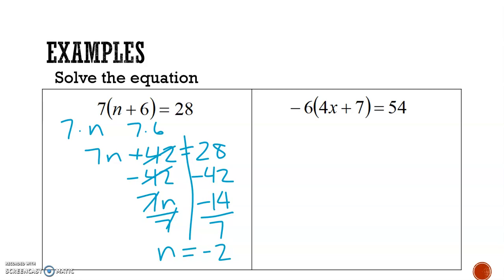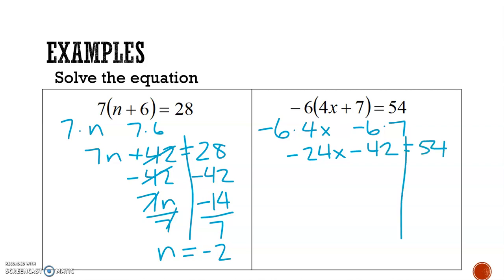So our next one, we have negative 6 times 4x plus 7 equals 54. So we're going to do negative 6 times 4x, and we're going to do negative 6 times 7. So negative 6 times 4x, that is negative 24x, and then negative 6 times 7 is a negative 42. So minus 42 equals 54.